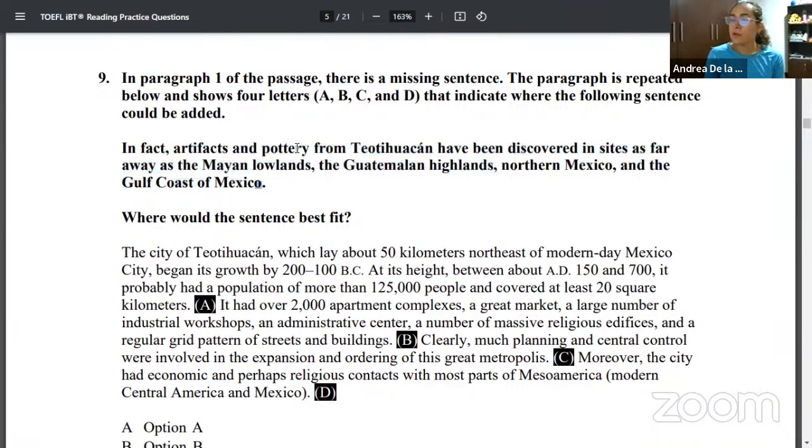Now, what is this sentence about? It talks about the fact that, let's generalize a little bit, things from Teotihuacan were found in sites that were really far away from Teotihuacan itself, right? Because it says in sites as far away as the lowlands, the Guatemalan highlands, in different places that were far away from Teotihuacan. That is the main idea. The things from Teotihuacan have been found in those places far away from Teotihuacan itself. Now you need to start reading around until you find one sentence that talks about something similar.